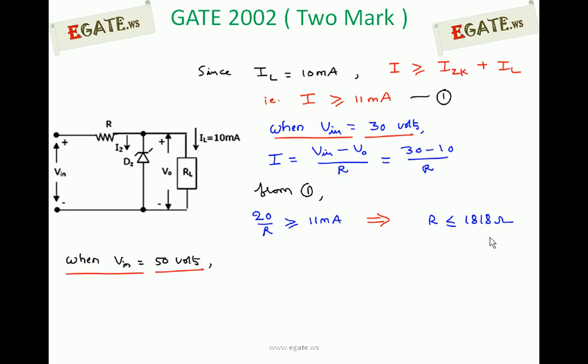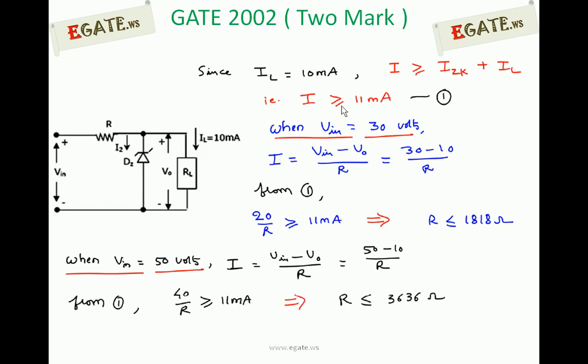Case 2, when V input is 50 volts. By that time, the current flowing through resistor R can be written as V input minus V0 by R, that is 50 minus 10 by R. So it is 40 by R. From equation 1, I should be greater than or equal to 11 milliamperes. So 40 by R should be greater than or equal to 11 milliamperes. So R should be less than or equal to 3636 ohms.